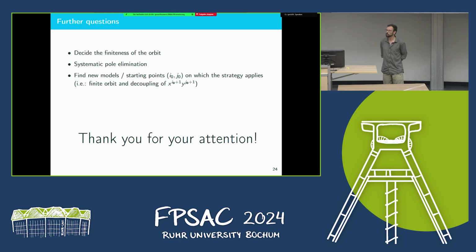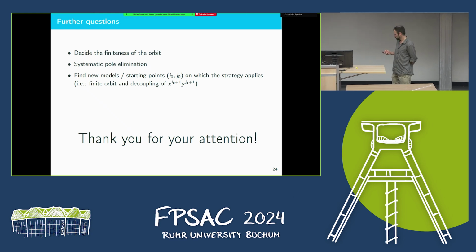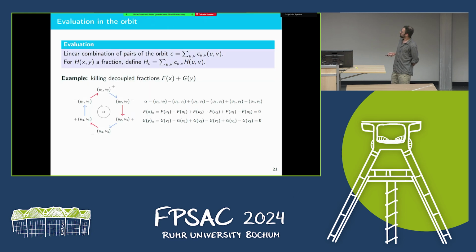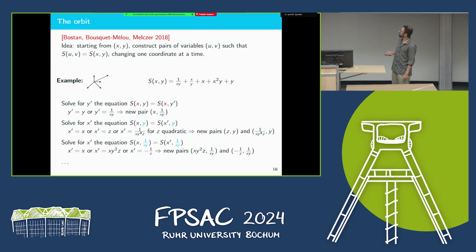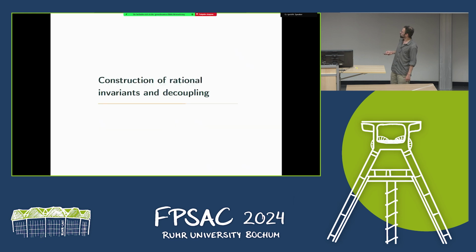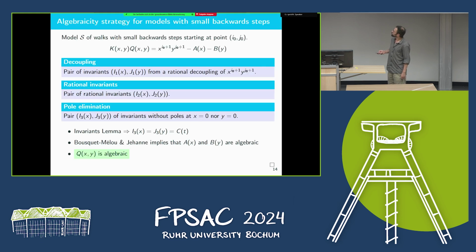So thanks for the talk. In your equation for fx0, you had some derivative. And where this derivative comes from is from the pole elimination step. So I will explain a bit because I think you didn't in the example.